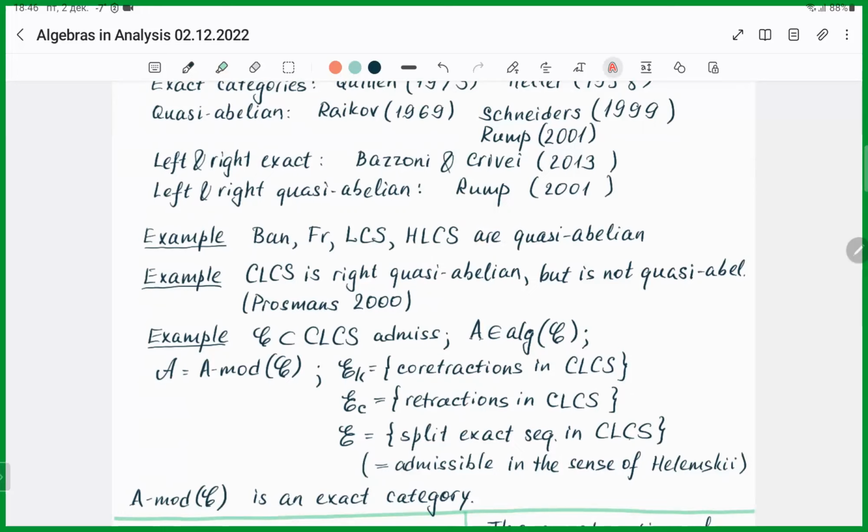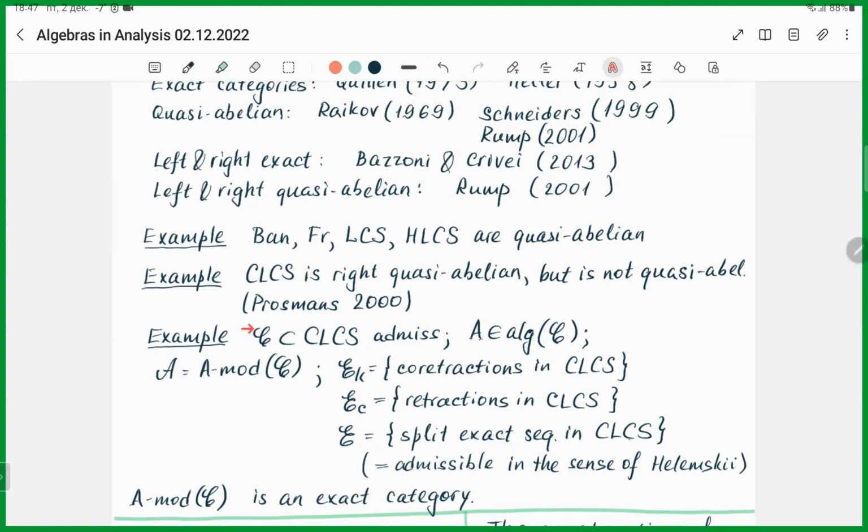On the other hand, the category of all complete locally convex spaces is right quasi-abelian, but it is not quasi-abelian. This was observed by Fabien Prosman in 2000. And this is the main reason why I've just defined right quasi-abelian categories, just because we have this classical example of a category which is not quasi-abelian, so it is not an exact category.